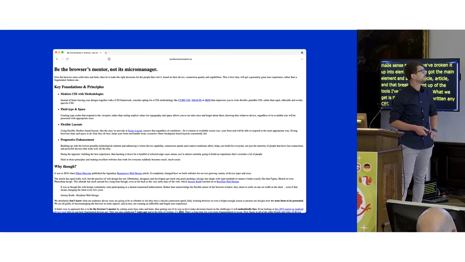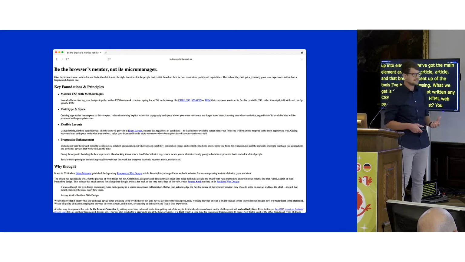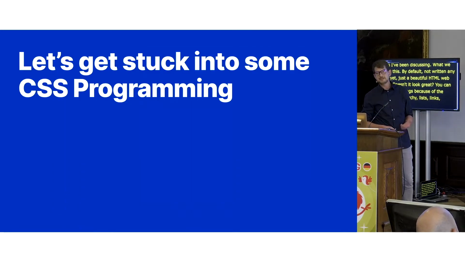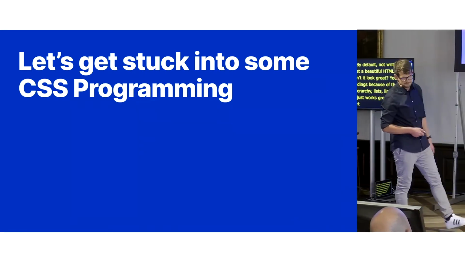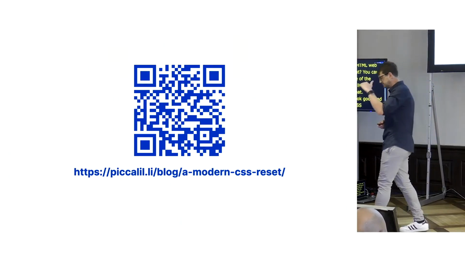Doesn't it look great? You can see the headings because of your semantic heading hierarchy. You can see lists, you can see links. Everything just works great. So let's start making it look good. And let's get stuck into some CSS programming. So the first thing we want to do, so remember, we're building up, we're building up, we're building up on top of everything.